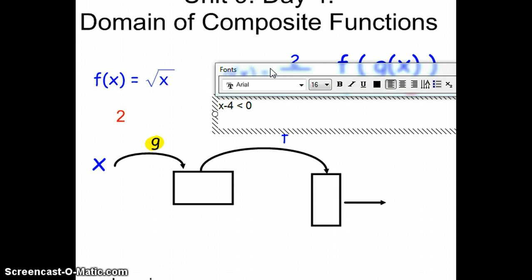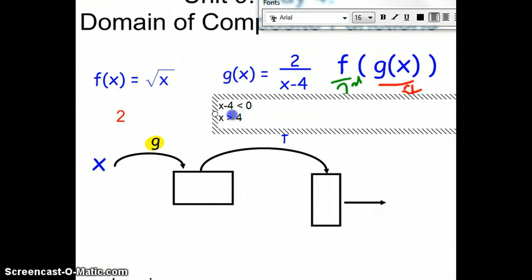Well, if I do simple algebraic manipulation and add 4 to both sides, I get that X minus 4 is going to be less than 0 for any X that's less than 4. And that's when we have a problem. I'm sorry, I wrote the symbol wrong. It's not any X that's bigger than 4. It's any X that's less than 4.